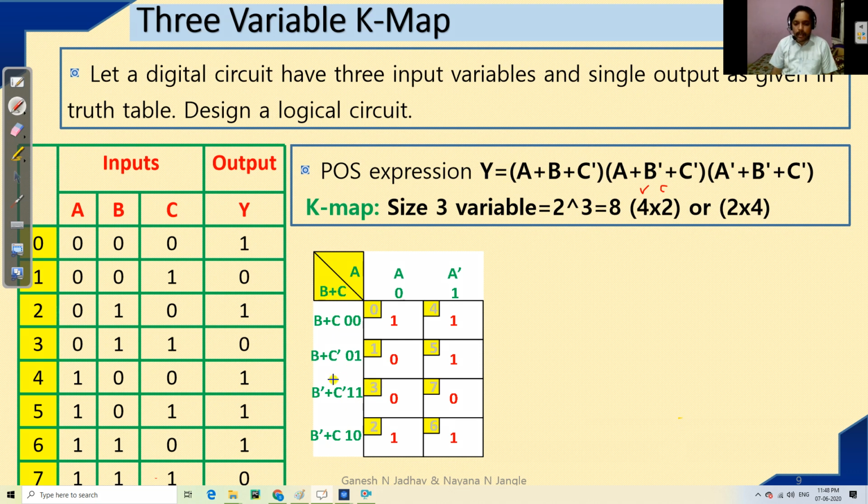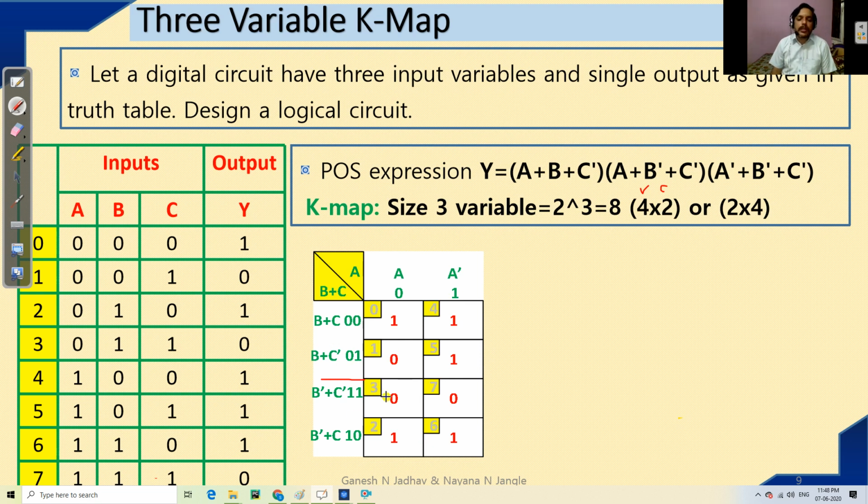So what is gray code? Gray code means it is a mirror code. So how can we write down the numbers? 0 0 0 is 0, 0 0 1 is 1, 0 1 1 is 3, 0 1 0 is 2, then 1 0 0 is 4, 1 0 1 is 5, 1 1 1 is 7, and 1 1 0 is 6.